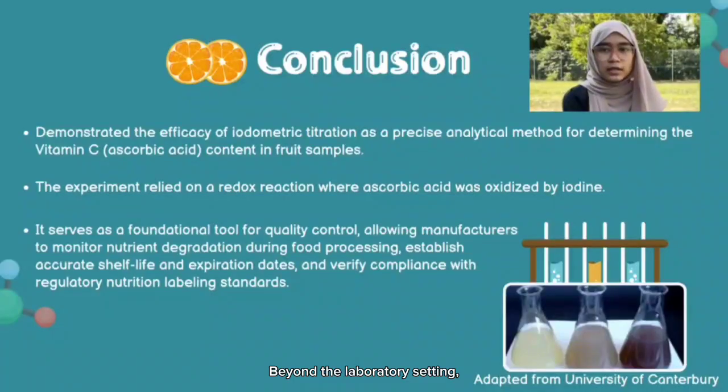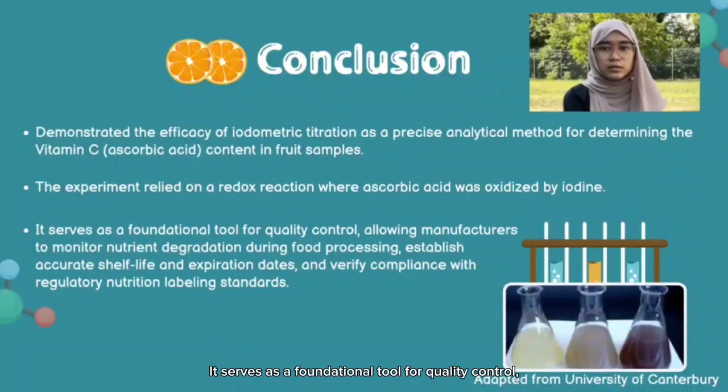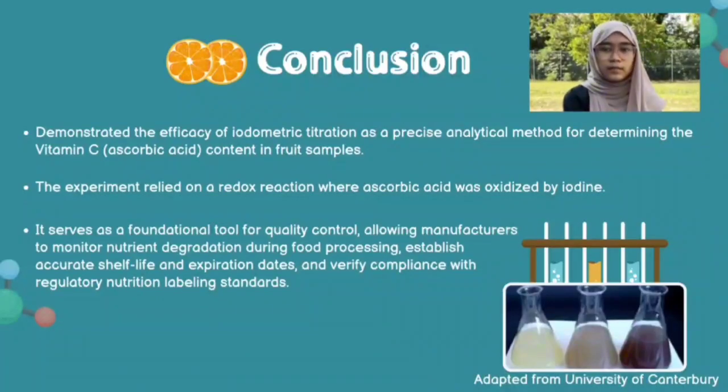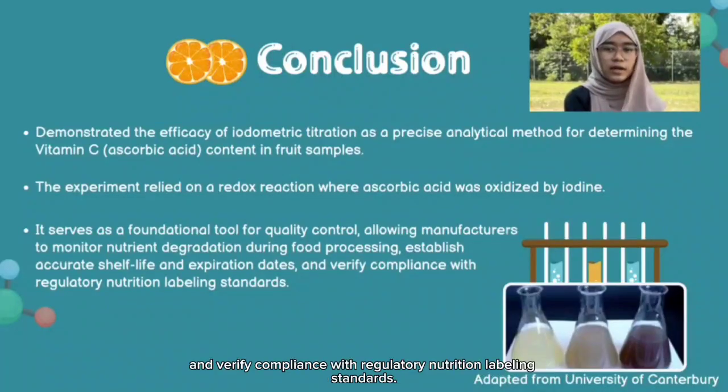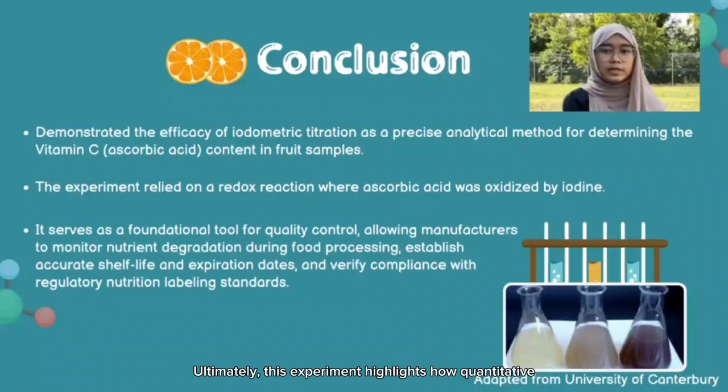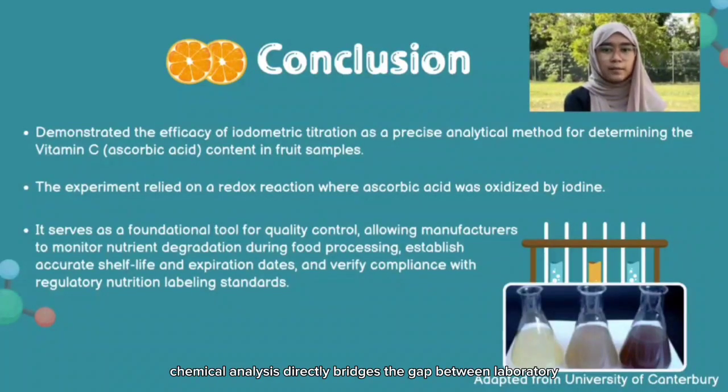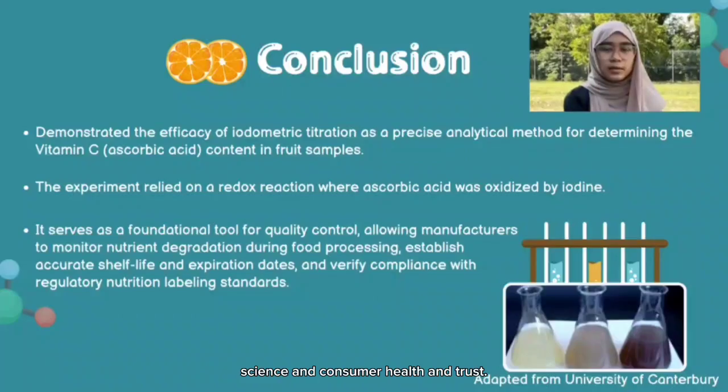Beyond the laboratory setting, this titration technique holds immense value in the food and beverage industry. It serves as a foundational tool for quality control, allowing manufacturers to monitor nutrient degradation during fruit processing, establish accurate shelf life and expiration dates, and verify compliance with regulatory nutrition labeling standards. Ultimately, this experiment highlights how quantitative chemical analysis directly bridges the gap between laboratory science and consumer health and trust.